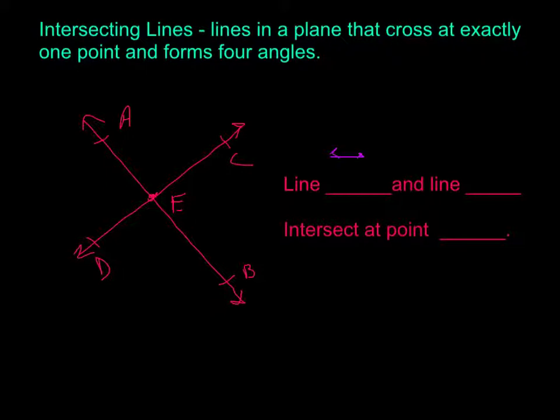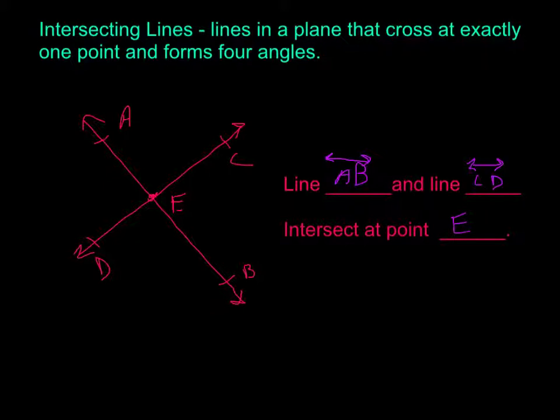The line symbol is a line with an arrow. So we have line AB and line CD that intersect at point E. So that is how we would write this.